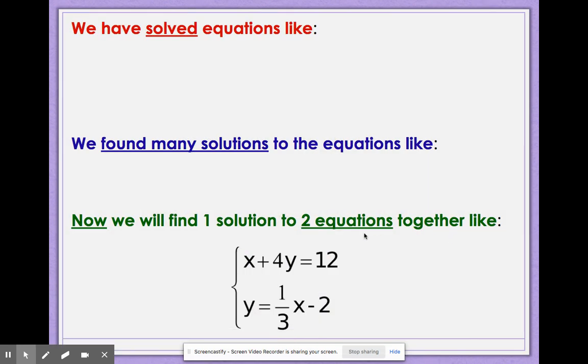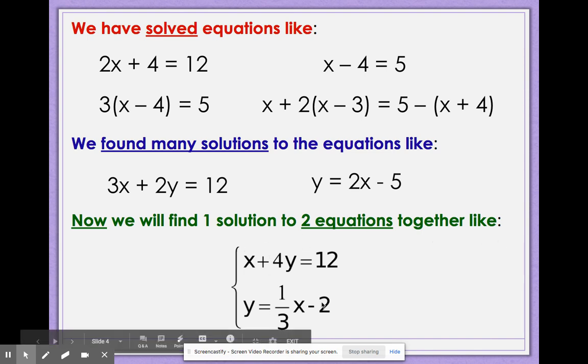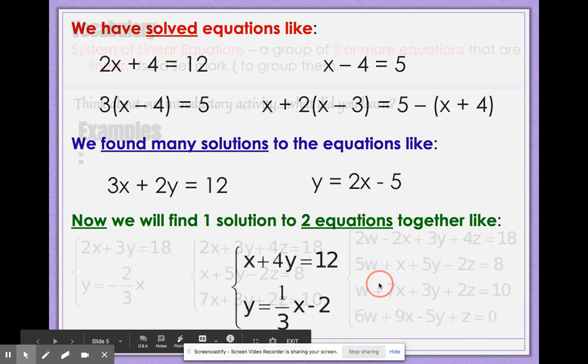We have solved equations like 2x plus 4 equals 12, right? We've been doing those linear equations. You could add 4, and then divide everything by 2. We've been working on linear equations quite a lot, okay? We also have found many solutions to equations like these, right? Putting them in y equals mx plus b form, and then solving like that. And now we will be finding one solution to two equations together like this, okay? That's what systems are, two equations that we find one solution for.